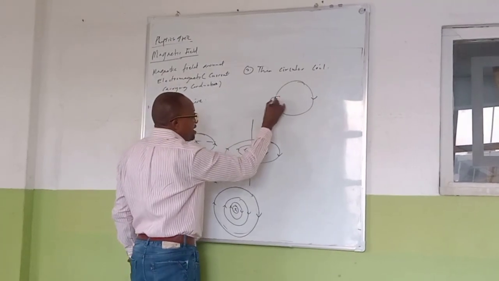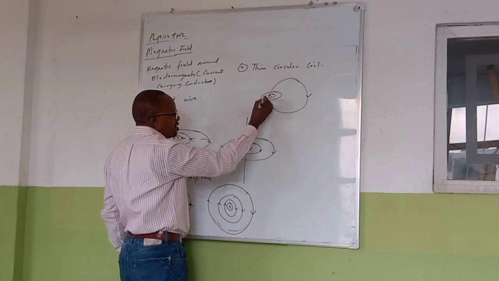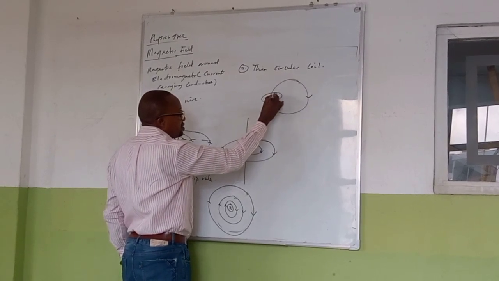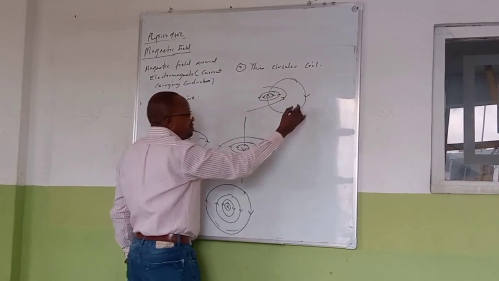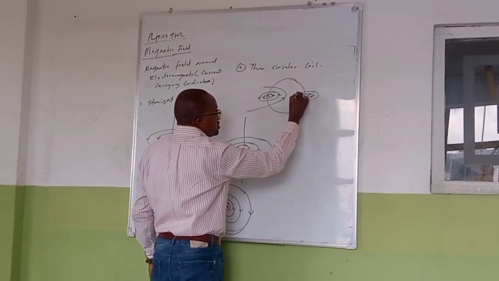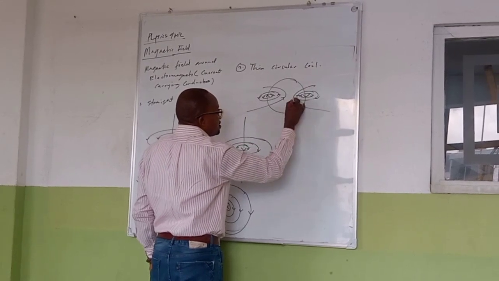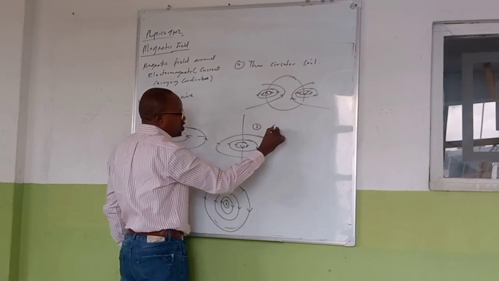wires. So the magnetic field lines around this one will be in what direction? Anti-clockwise. So you have this. And the magnetic field lines around it will be in what direction? Clockwise. So you have this. Then the third one, which is very important, is a solenoid.